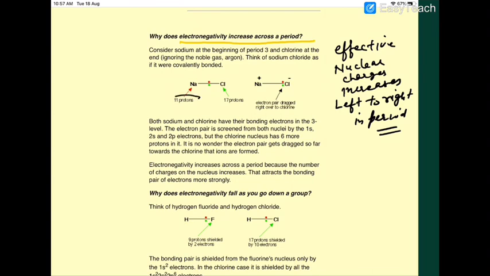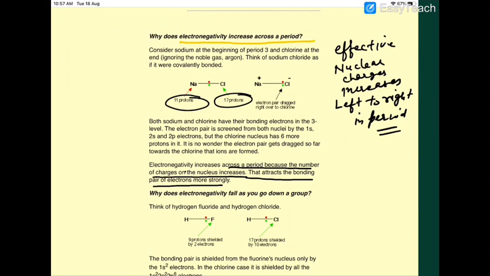Look at that, sodium has only 11 protons, but chlorine has 17 protons. But the difference in size is not much. I am repeating once more, from sodium to chlorine the decrease in size is not so much, but the increase in nuclear charge is very high. So electronegativity increases across the period because the nuclear charge increases, and these attract the bonded pair of electrons more strongly.